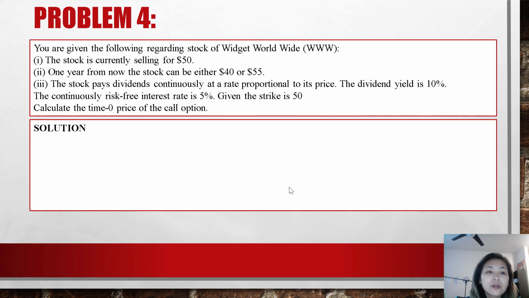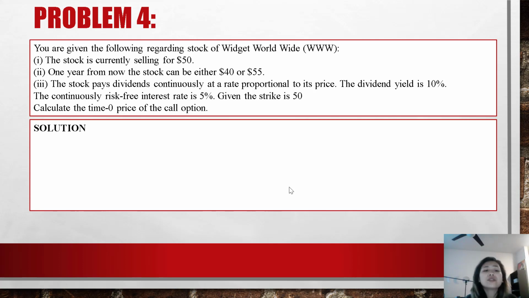Problem 4. You are given the following regarding stock of World Wide Web, WWW. The stock is currently sold for 50. 1 year from now, the stock can be either 40 or 50. The stock pays dividends continuously at a rate proportional to its price. The dividend yield is 10%. The continuously compounded risk-free interest rate is 5%. Given the strike is 50, calculate the time zero price of the call option.